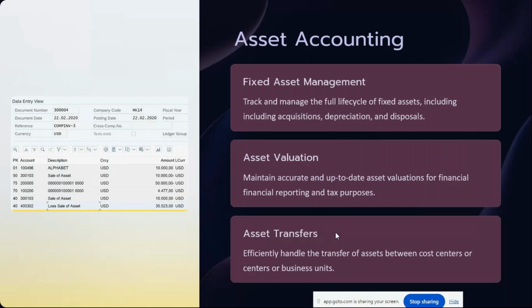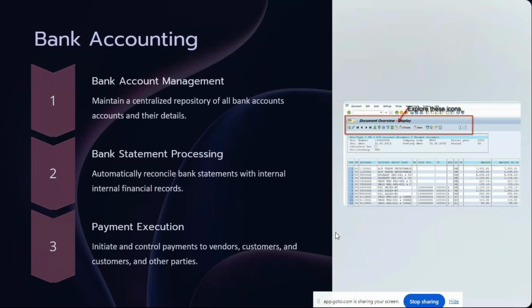What is asset transfer? Just like I told you, with current assets we transfer from one bank account to another. Suppose you have two bank accounts, and you transfer your money from one bank account to the other. That is called cash transfer, check transfer, all these things you can do. That is called transfer of assets. So bank accounting is also related here.